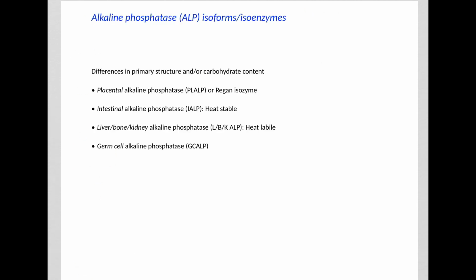Another example of a clinically important enzyme that exists in various isoenzymes or isoforms is alkaline phosphatase. Once again, there are different kinds of alkaline phosphatase, partly due to variations in the primary structure, and partly because alkaline phosphatase is a glycoprotein, so the carbohydrate content of these different isoforms varies from one to another. We have alkaline phosphatase that comes from the placenta, called placental alkaline phosphatase, PLALP, also called the Regan isoenzyme.